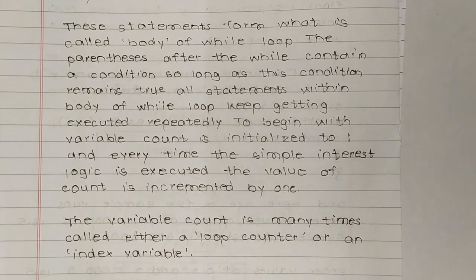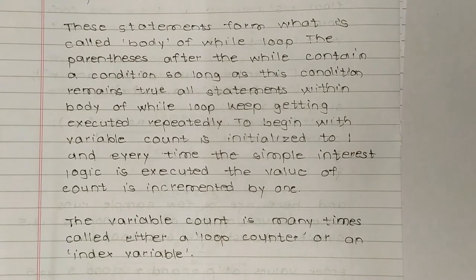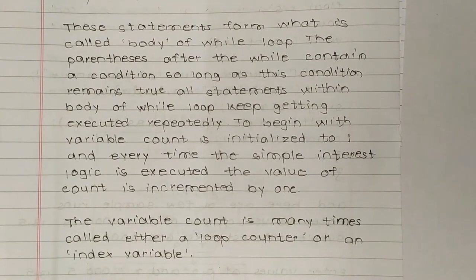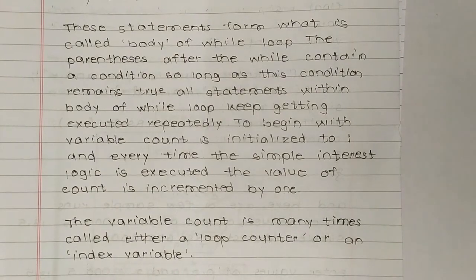To begin with, the variable count is initialized to 1, so we have to begin somewhere. That means we are starting from 1. We can start from 0 also, but we can start from 1 as well. We have to initialize from somewhere. Every time the simple interest logic is executed, the value of count is incremented by 1.